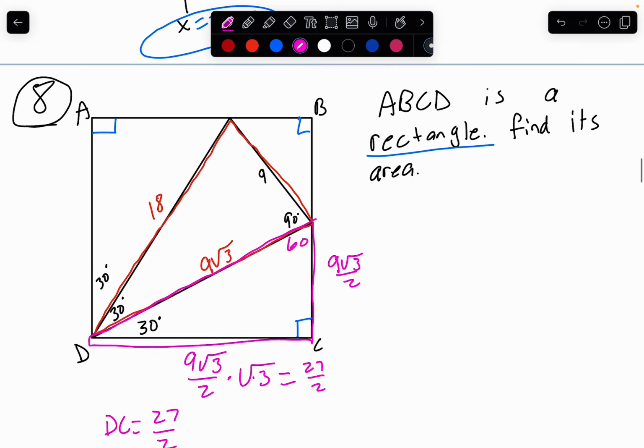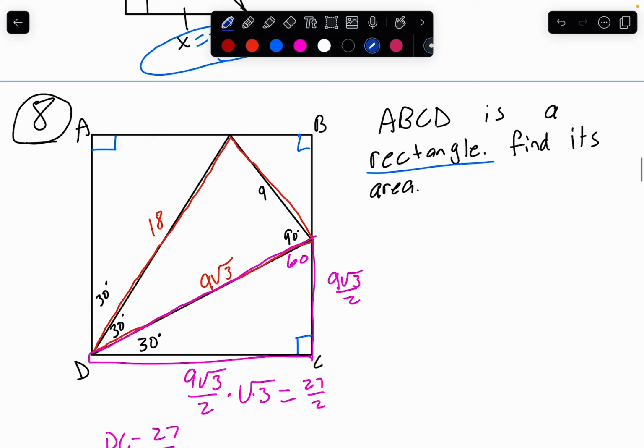Now we need the other side. So let's work the other direction a little bit. Let's work on this triangle. Here we have the hypotenuse, and that's also a 30, 60, 90. So 18 divided by 2, this part would be 9, which would make the long leg 9 root 3. So that's actually just like the other triangle. All right, so that means that A to D is 9 root 3.